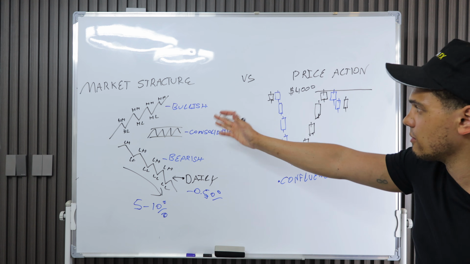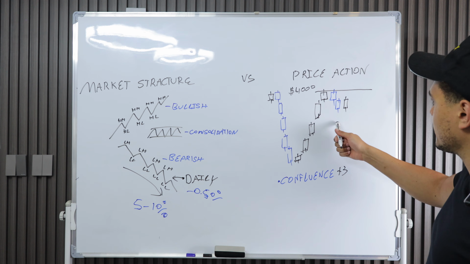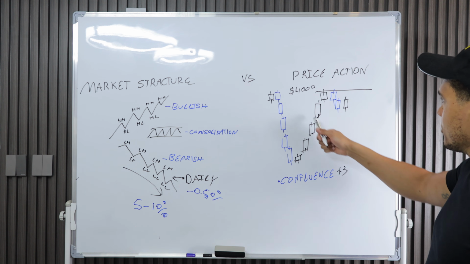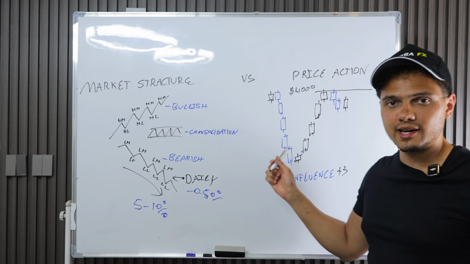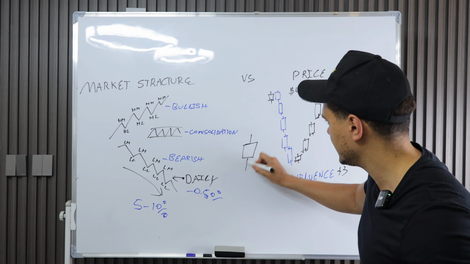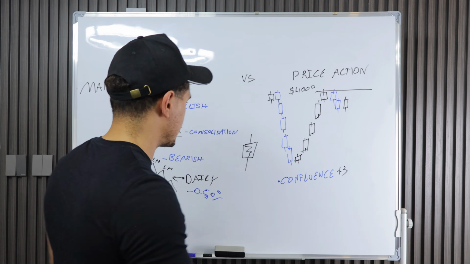Now that we're done with market structure, which is the easy part, and we also have an indicator for that, we can go ahead and look at price action. Now let's go ahead and look at confluence, right? So we've noticed some kind of structure here. And by the way, when it comes to price action, you have to get good at reading candlesticks. Because if you can't read candles, then you can't trade, right?